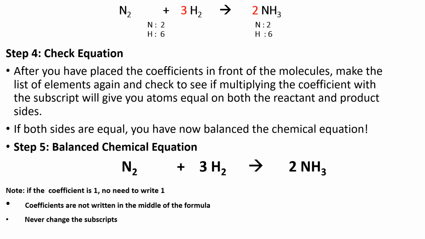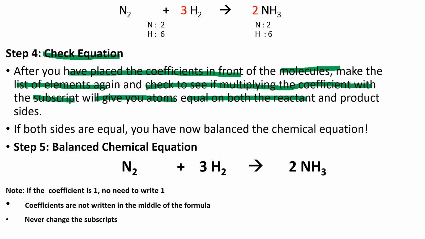And so, step 4 is check the equation. After you have placed the coefficients in front of the molecules, make the list of the elements again and check to see if multiplying the coefficient with the subscript will give you atoms equal on both the reactant and product sides. And if both sides are equal, then you have now balanced the chemical equation.